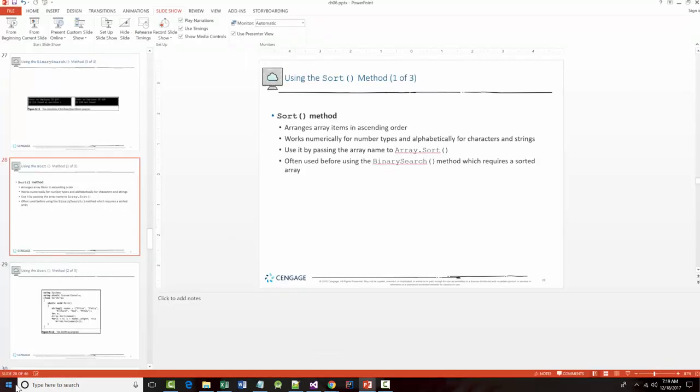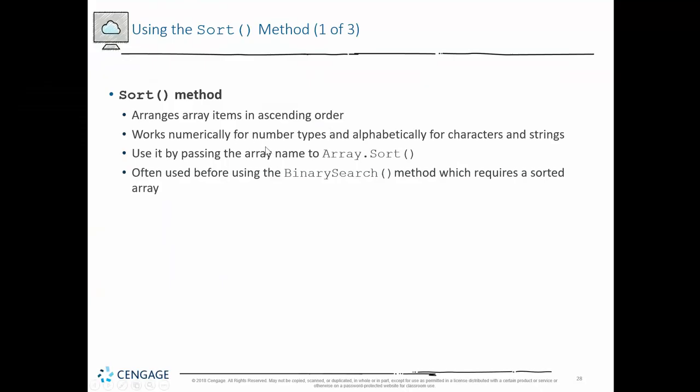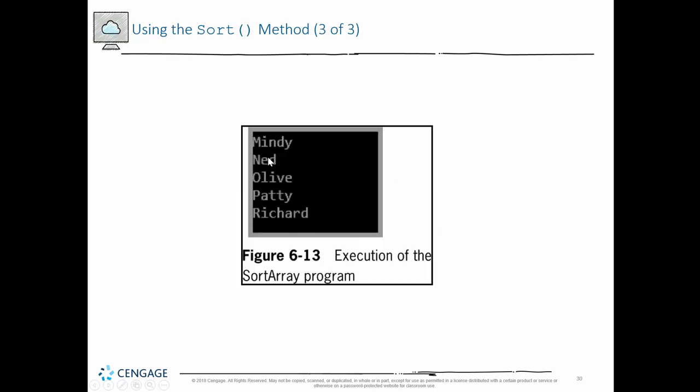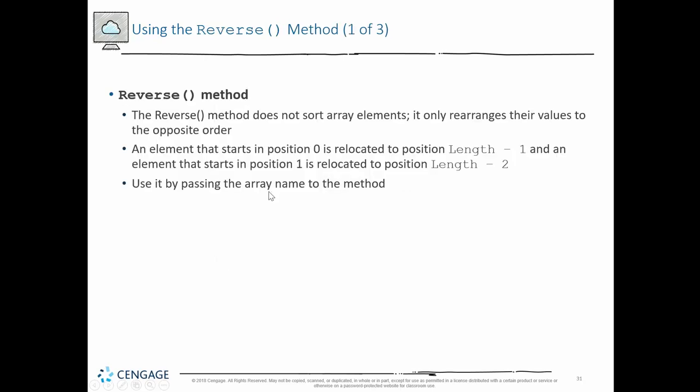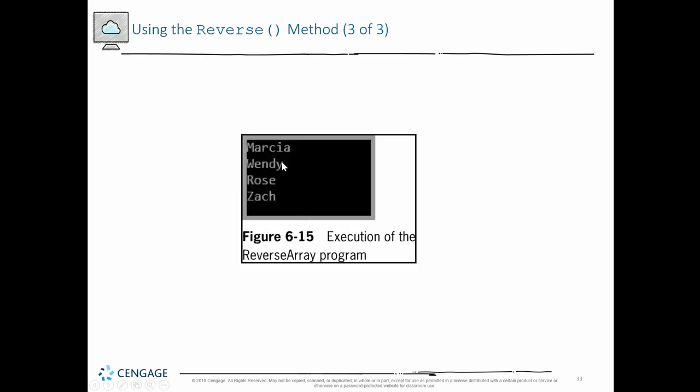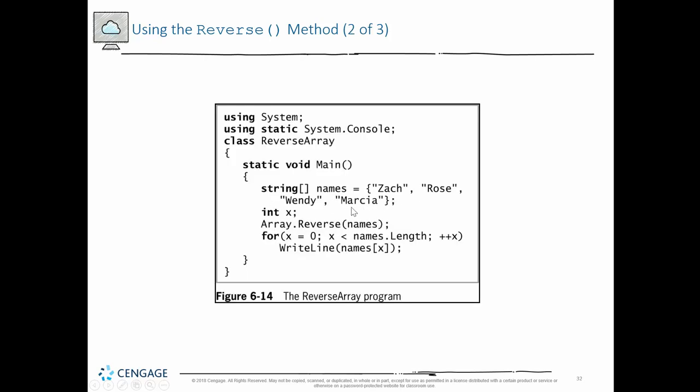So if I was going to run a binary search, I might want to run sort first on my array to make sure, because again, you can only use it with a sorted array. I've got an array of names, I sort them, and then I write them out, for example, and you notice that they're in order. With the reverse, I could do the same thing. Now I don't want to do Array.Reverse on names directly, because notice these are not in order. All reverse does is reverse the current order. So I'd probably want to run a sort first and then run a reverse.